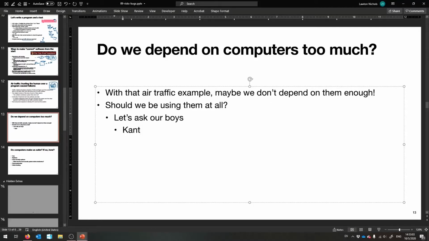Kant, well, it always depends on the question we ask these old people. Maybe the question is, should we use computers to make every task easier for us? Should we always look to computers to solve our problems?